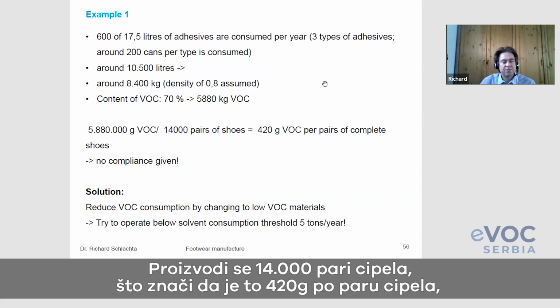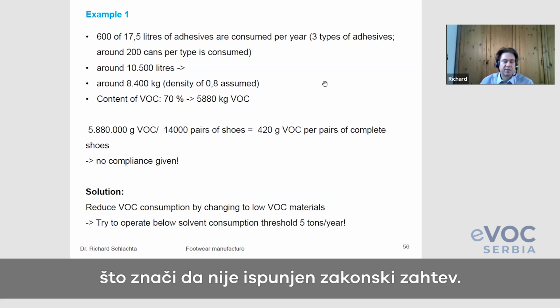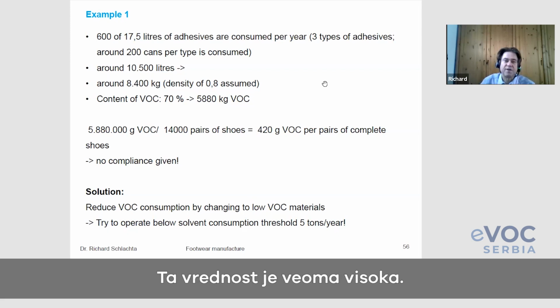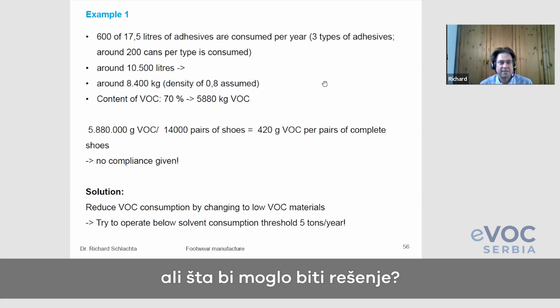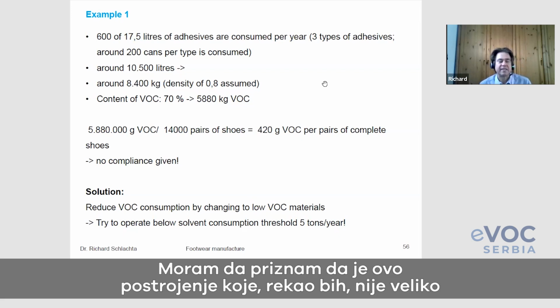So here 14,000 pairs of shoes are produced, and what you can see for that installation, it would have 420 grams VOC for a complete pair of shoes. So no compliance is given, but that value is really very high. So that example is not a good example. I mean, it's a good example to show you that the operator has to do something, but what could be the solution?